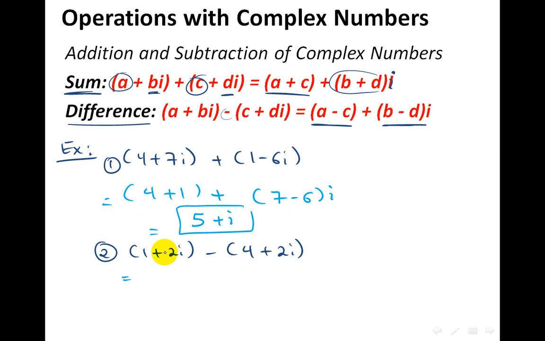Okay, let's look at the second question. This second question is saying subtract. So first we have the real part, and here is the imaginary part. Of course you're going to subtract here, don't forget that. 1 minus 4 for the real part, and 2 minus 2 for the imaginary part. So 1 minus 4 gives you negative 3, and 2 minus 2 gives you 0i. So this will be only a real part, the imaginary part will be 0. So the answer will be just negative 3.